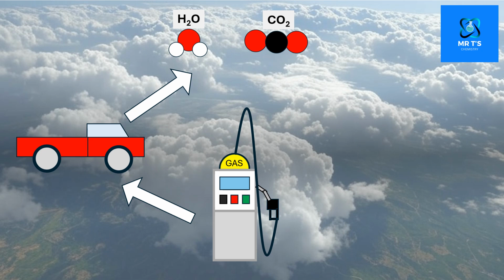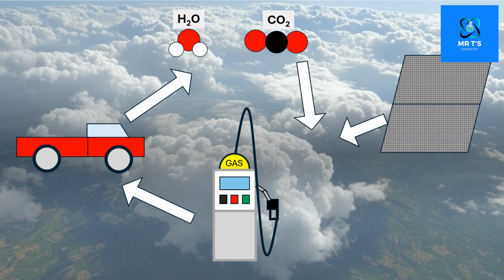By using water and carbon dioxide and renewable energy, we can create synthetic fuels that are carbon neutral, meaning they don't add new carbon dioxide to the atmosphere. It's like closing the carbon loop. Today, we'll explore the chemistry and engineering behind this idea.